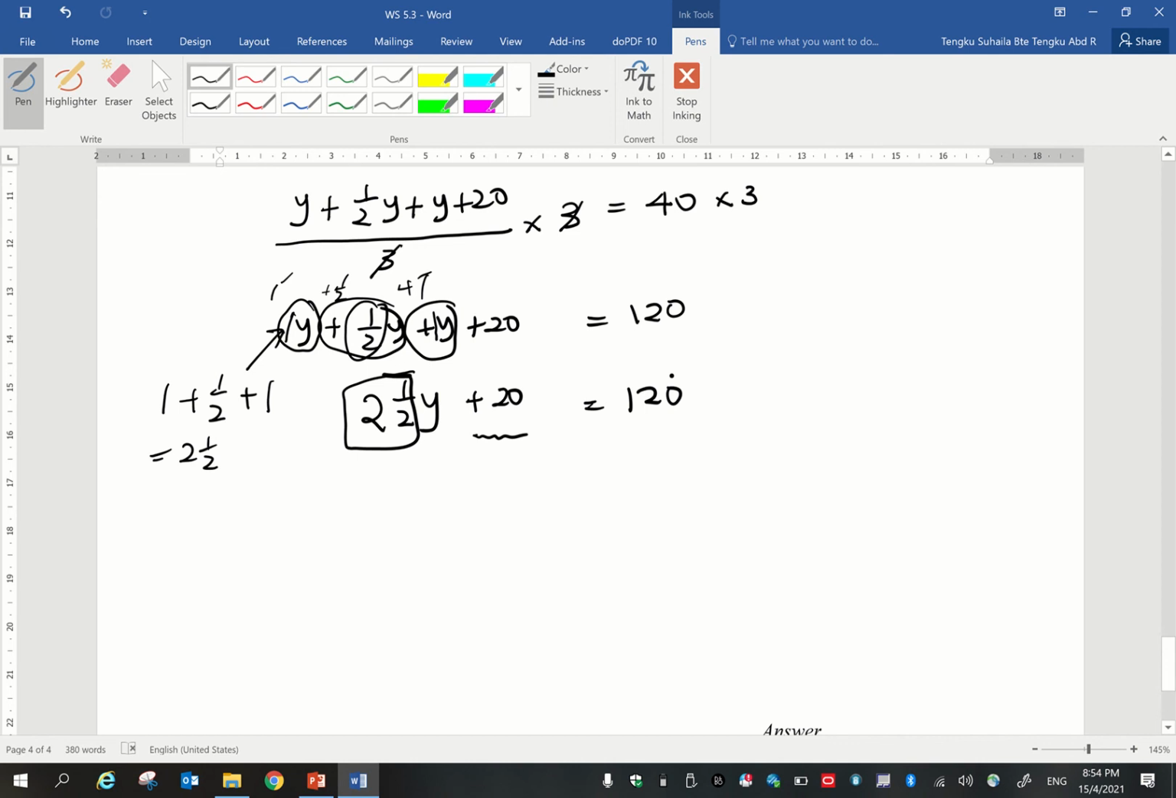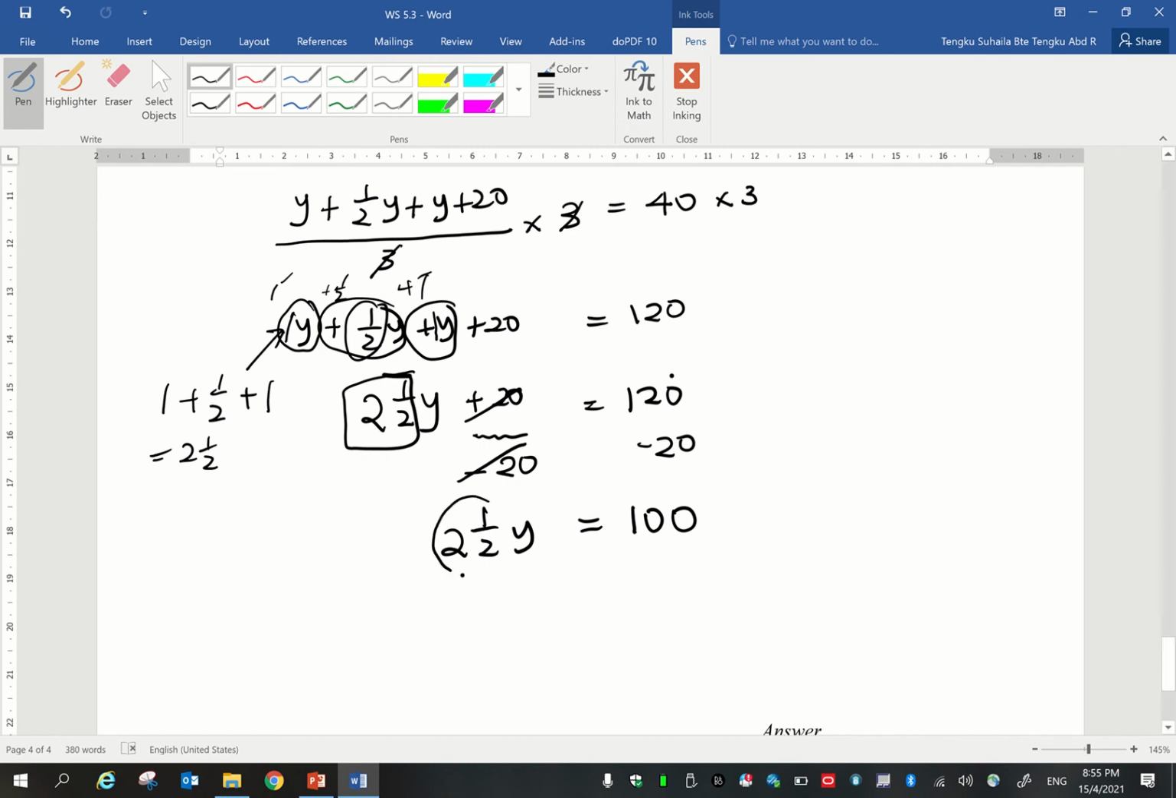So I want to get rid of this plus 20. How do I get rid of plus 20? Plus 20, what's the opposite of plus? Minus, right? So we minus exactly the same number. So minus 20 on the left, minus 20 on the right. Okay, we're almost there. So plus 20 minus 20 will be 0. So I'm left with only 2.5y on the left. And on the right side is 120 minus 20 is 100. Yay, we're close, we're close. It's getting simpler. Once it gets simpler, that means you're close to the solution.